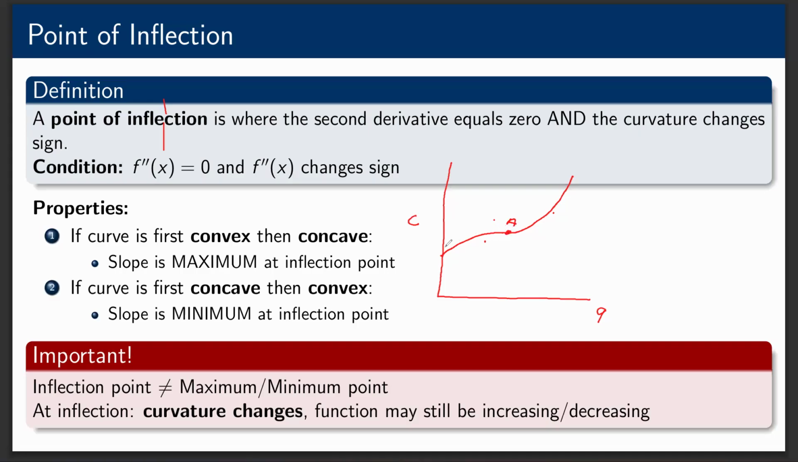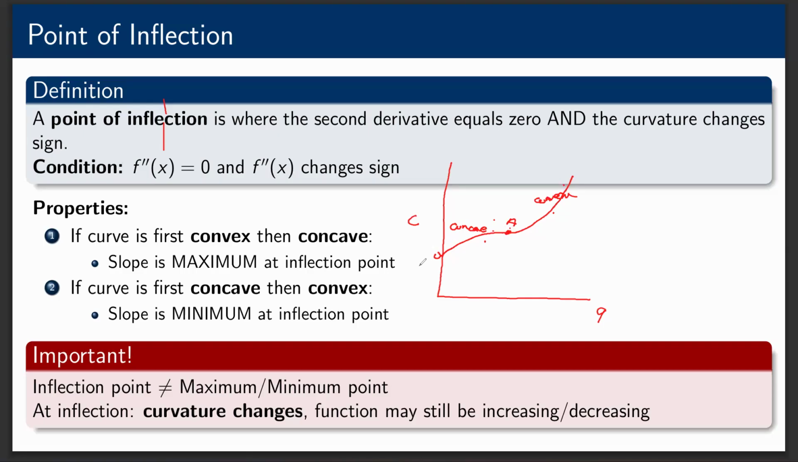Before point A, that is from O to A, which shape is the curve? The curve is open towards the origin. That's why its shape is called concave. After point A, it is a convex shape. So at point A, I will say that the curve is changing its structure, changing its behavior.